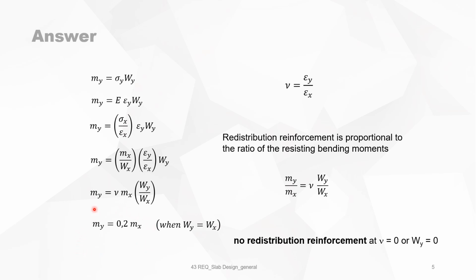This equation means, if you look at it closely, that when nu is 0, which means cracked concrete, in fact, there is no redistribution reinforcement needed because it's 0. And My is 0 because this is 0. And when Wy is 0, then also you will not need any redistribution reinforcement, which is obvious.